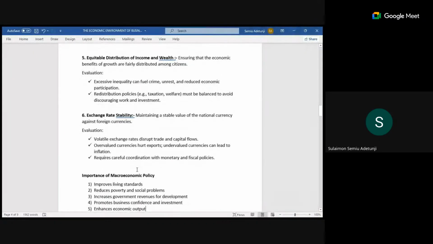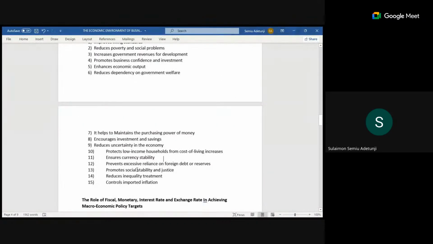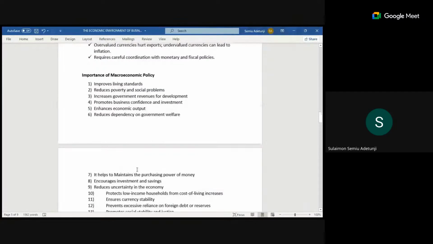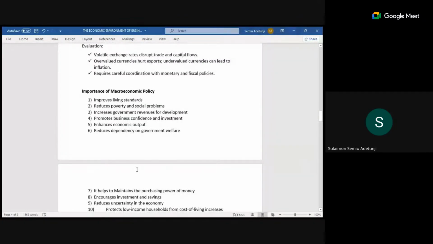Then let us look at the importance of economic policy, macroeconomic policy. You have this one, as many as you can. Just pick between 6 and 7, you are good to go.